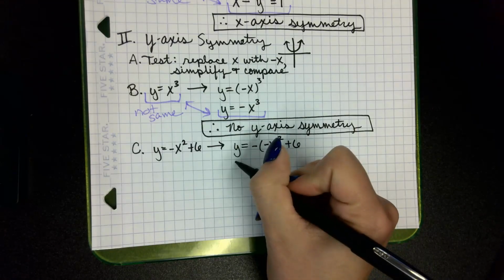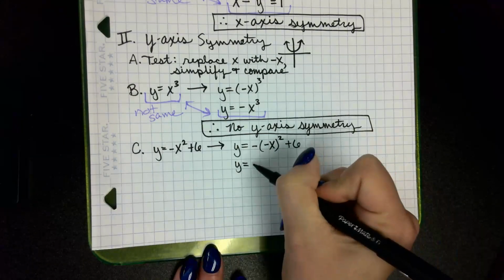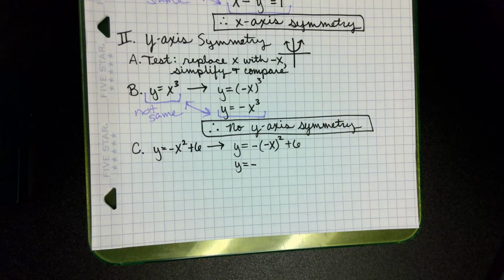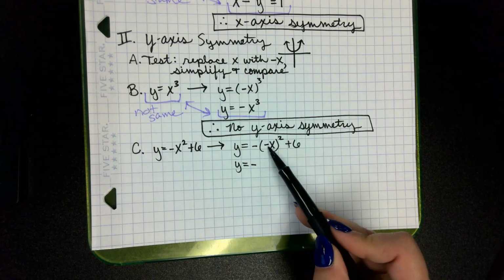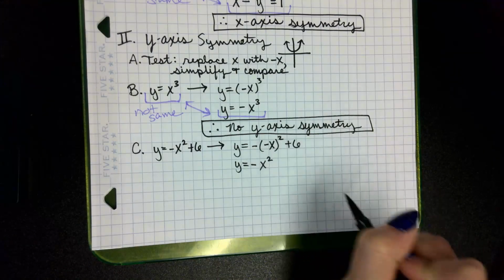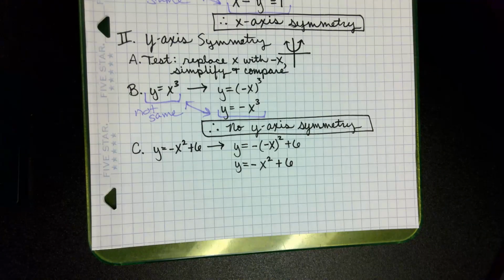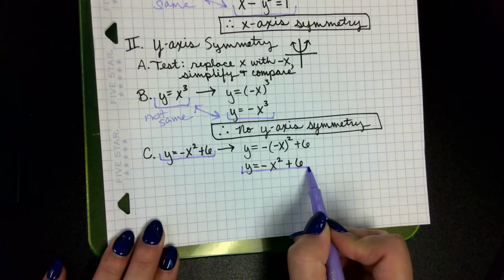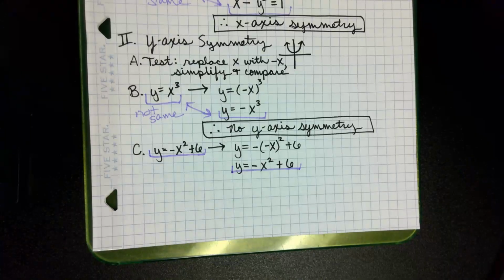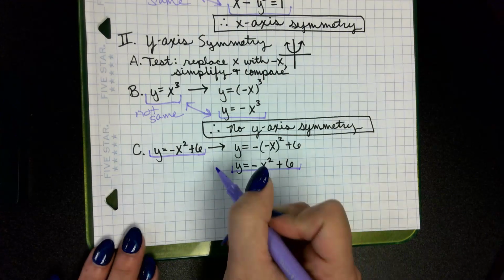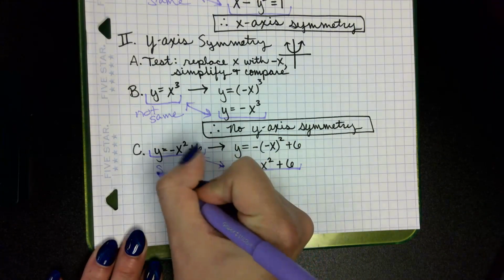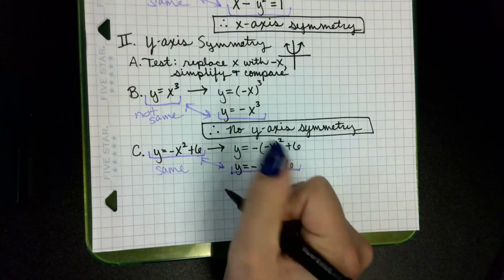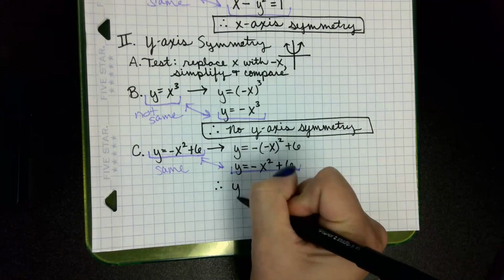So then when I simplify, y equals negative. What's in parentheses is what's being squared. So negative times negative makes that positive. So this is x squared plus 6. Since I started with a y equals, and I am now at y equals, I'm finished simplifying. And I'm going to compare the start to the finish. Those look exactly the same. These are the same. Therefore, y-axis symmetry.